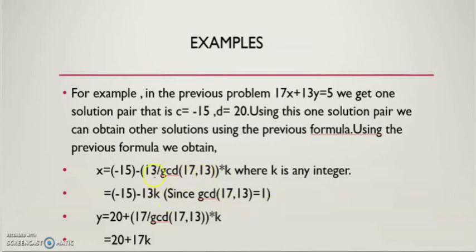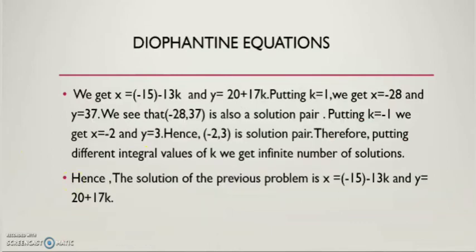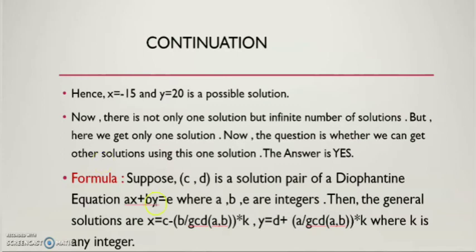And see carefully one thing here: to obtain the value of x, we at first put the value of c, that means the x value of an already known solution pair, then minus, and then in the bracket we have used b.